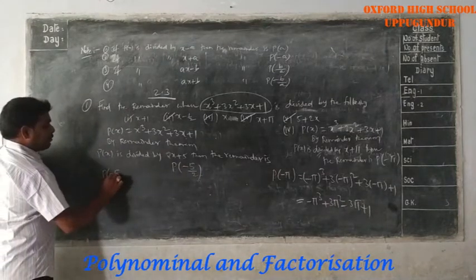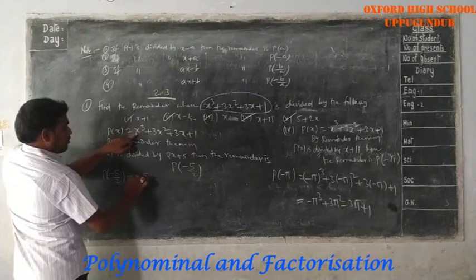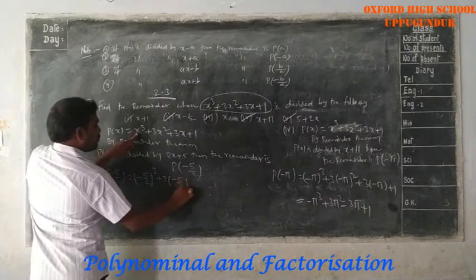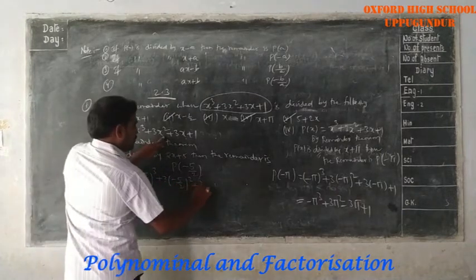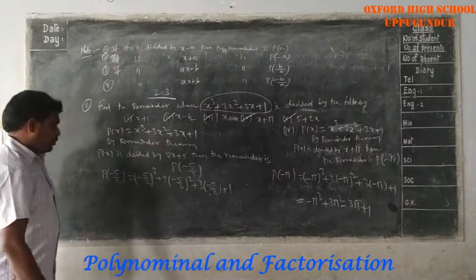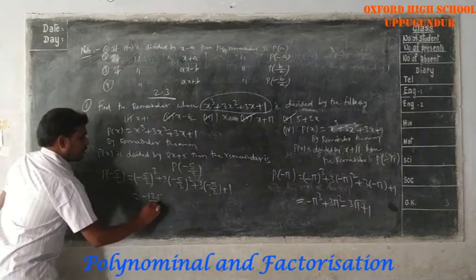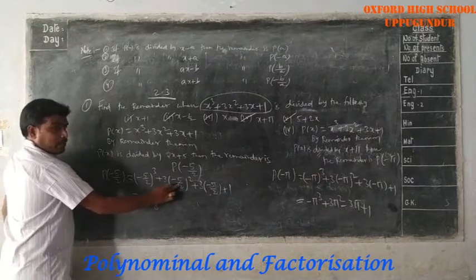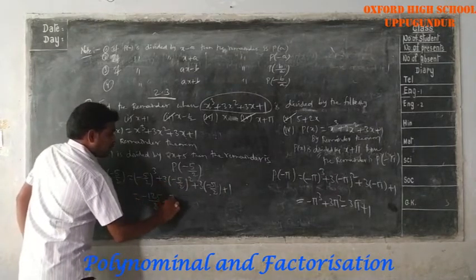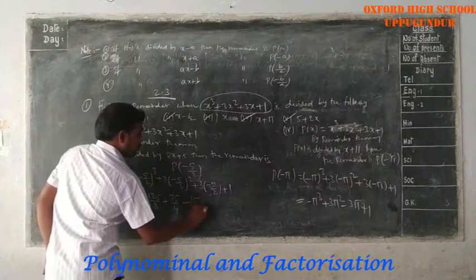P of minus 5 by 2 equal to, in place of x you have to substitute minus 5 by 2. Minus 5 by 2 whole cube plus 3 into (minus 5 by 2) whole square plus 3 into minus 5 by 2 plus 1. So (minus 5 by 2) whole cube is minus 125 by 8, (minus 5 by 2) whole square means 5 square, 25 by 4, 25 threes are 75 by 4, minus 15 by 2 plus 1.